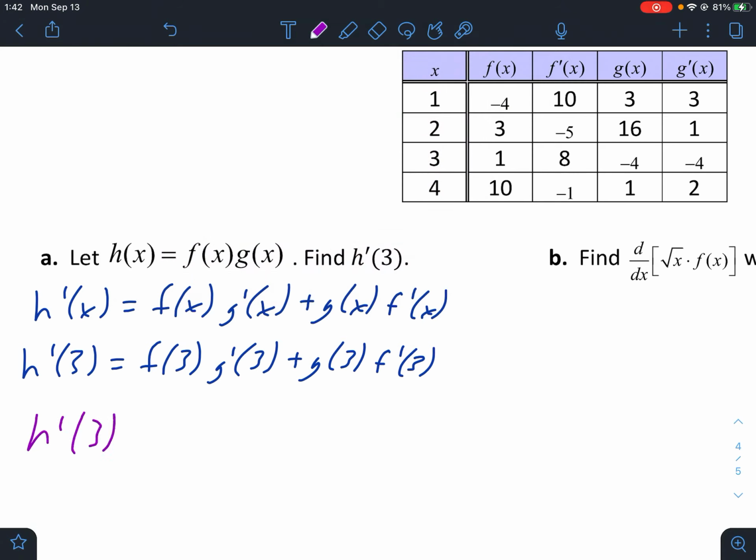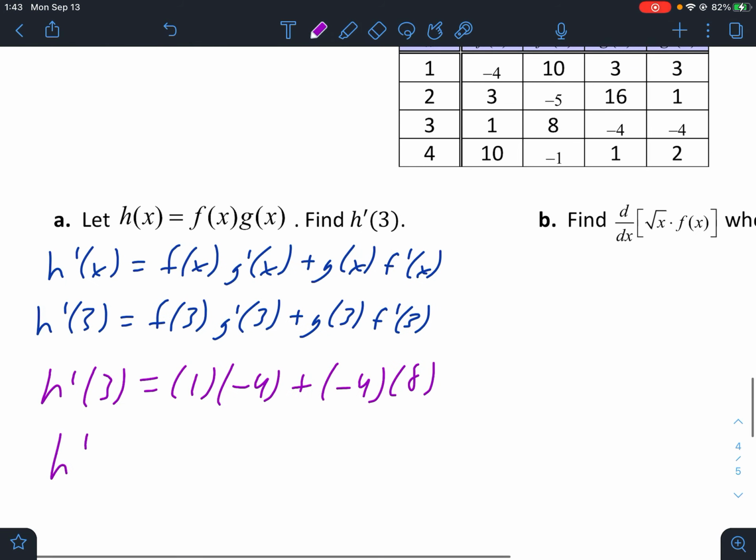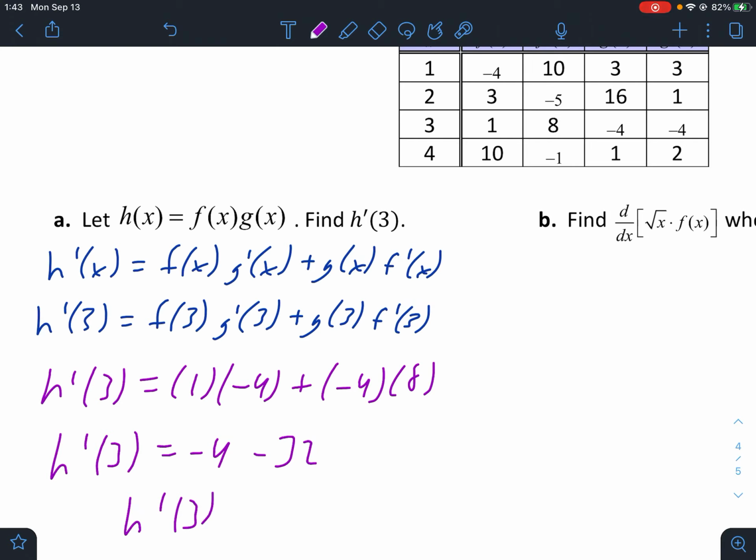Okay, so then h prime of 3 is equal to f of 3, which is 1, times g prime of 3, which is negative 4, plus g of 3, which is also negative 4, times f prime of 3, which is 8. And that gives us negative 4 minus 32, or negative 36.